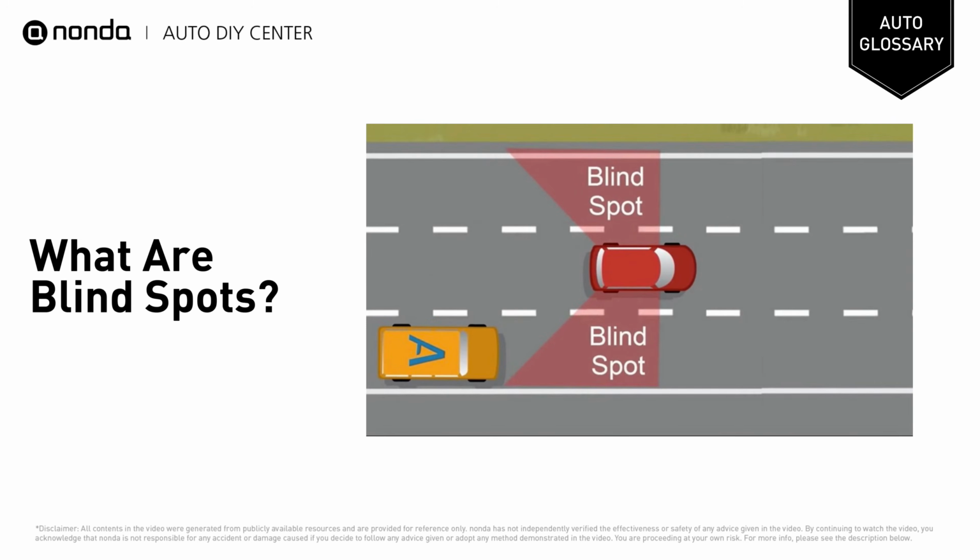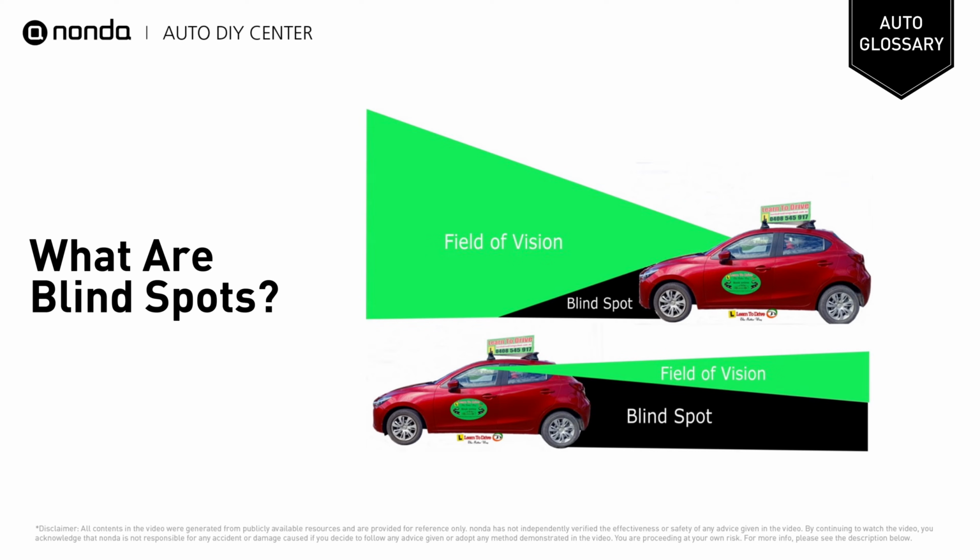A blind spot is any area immediately surrounding your vehicle that cannot directly be observed by you, the driver, within your normal field of vision. Your field of vision includes anything you can see directly in front of you as well as anything you can easily see in your peripheral vision or side and rear view mirrors.